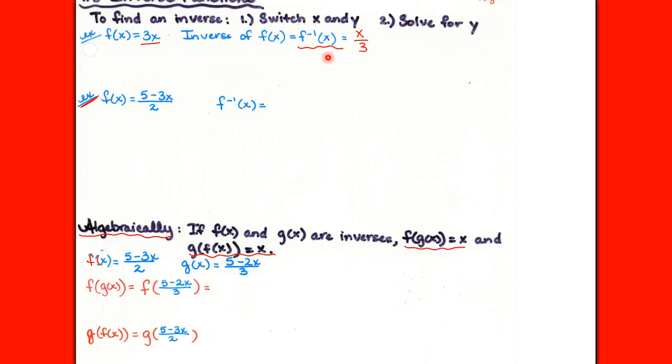So in this situation, we were able to just look at it and tell what the inverse is, but that's not always the case. If you look at the next one, we've got f of x is equal to (5 minus 3x) divided by 2. Now I can look at that and say, okay, what's going to undo the dividing by 2? Multiplying by 2. What's going to undo adding 5 to something? Subtracting 5. What's going to undo multiplying x by a negative 3? Dividing x by negative 3.